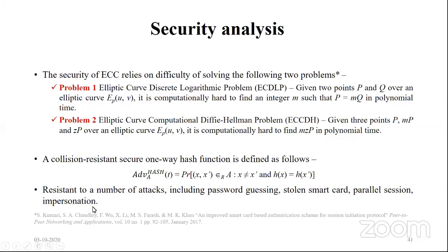In addition, the hash function which we used is irreversible. So if an attacker provides two different outputs to the hash function, they cannot identify the difference between the corresponding inputs. So this is again a security benefit to the scheme. And the scheme targets a number of attacks, including password guessing, stolen smart card, parallel session, and impersonation. So it is resistant to these attacks.